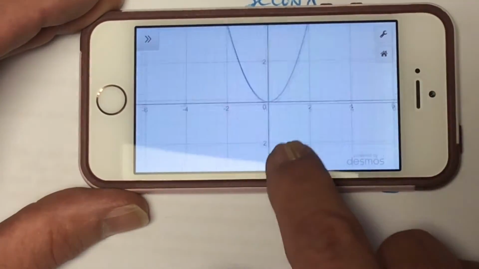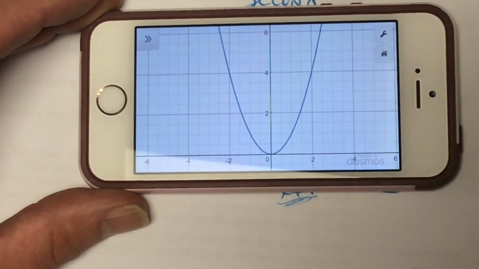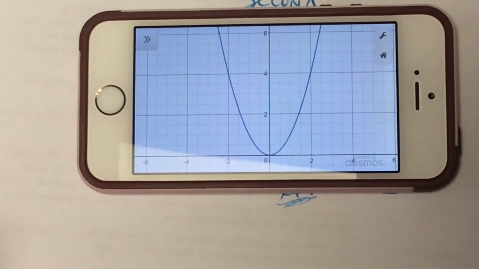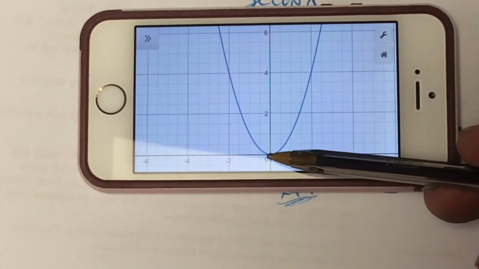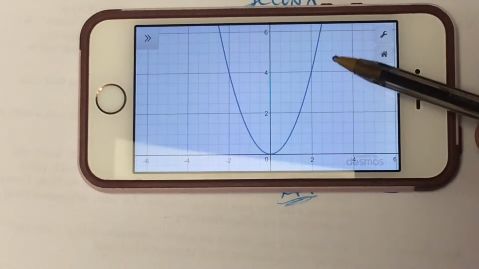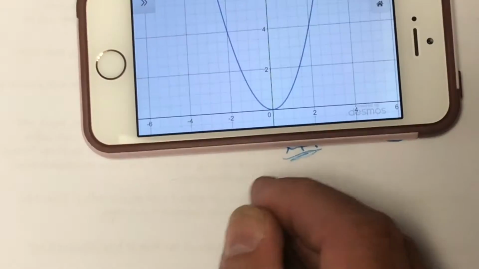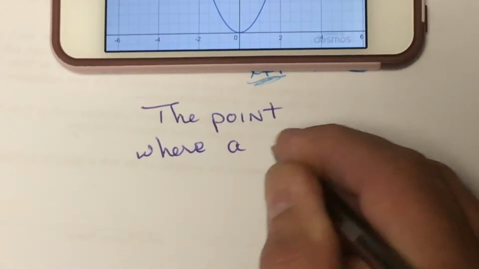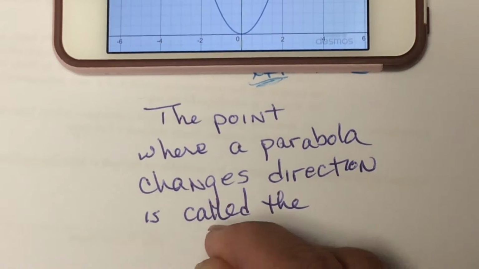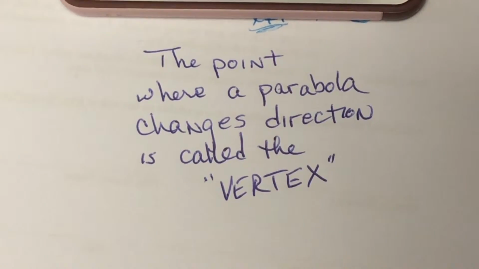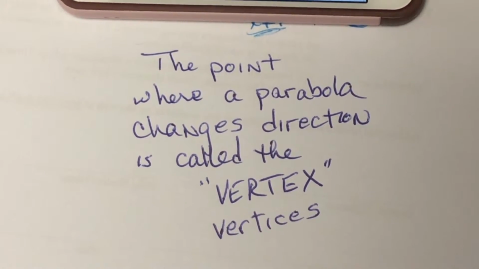Let's just look at y equals x squared. This is called the parent function. With any parabola, there's a point at which the graph changes direction. All the way to here from the left, it's going down. And the minute you get past here, it's going back up. The point where it changes direction is called the vertex. And by the way, just so that you know, the plural of this is vertices.